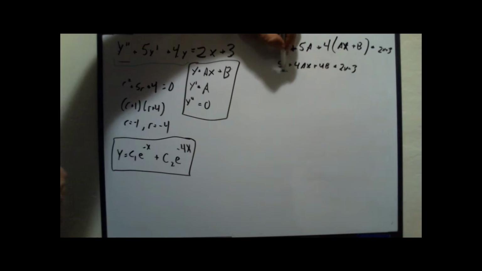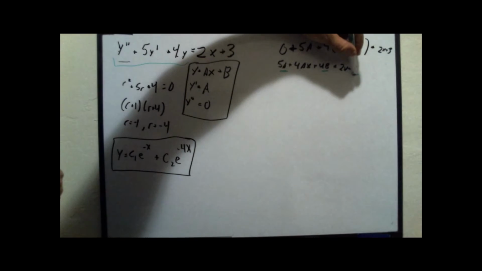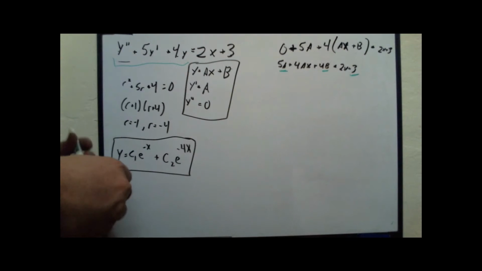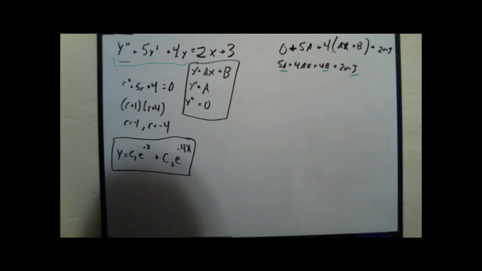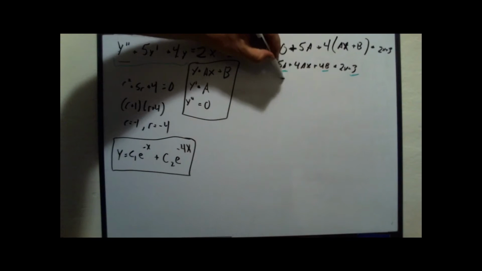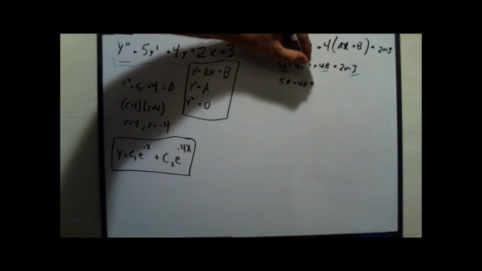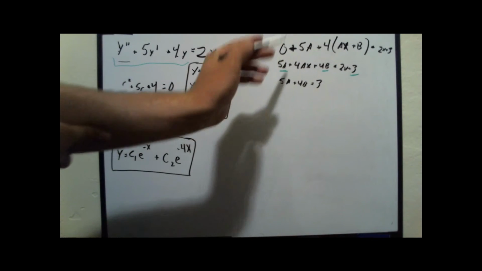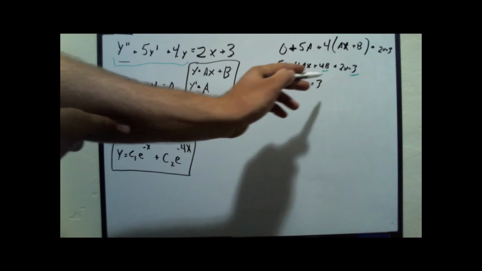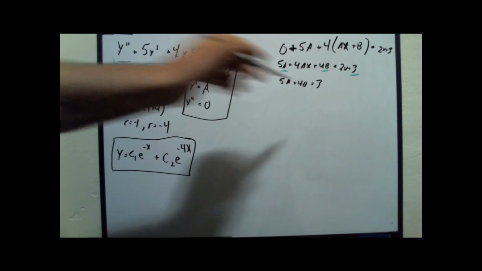So I want all my terms with no x to begin with. So I'm going to underline every term with no x. And then I'm going to write an equation with just those numbers. 5a plus 4b equals 3. All I did was I took all the numbers and carried down the equal sign and just wrote those numbers down.